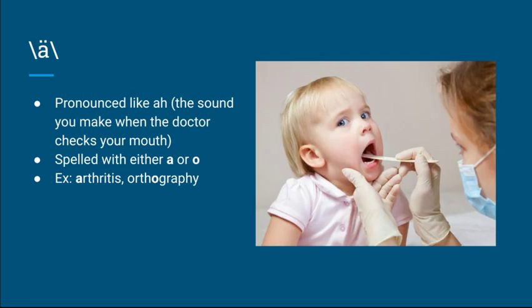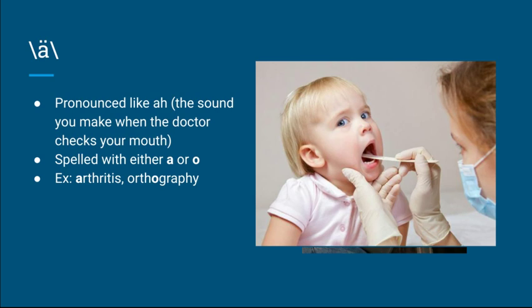The next sound we have is the ah sound. The ah sound is the sound you make when the doctor checks your mouth. It can be spelled with either a or o. For example, arthritis or orthography, sorry. So the ah sound is spelled either a or o, as in arthritis or orthography.